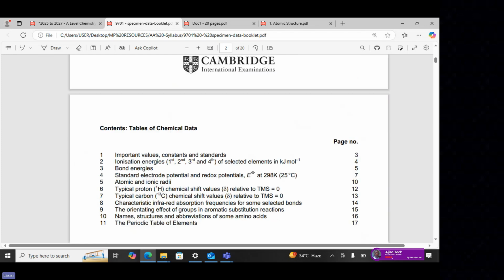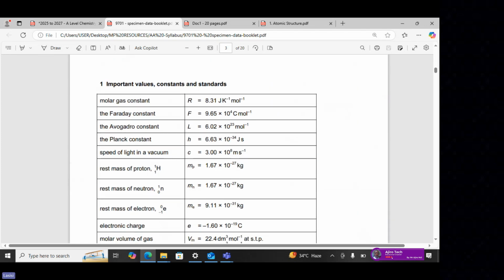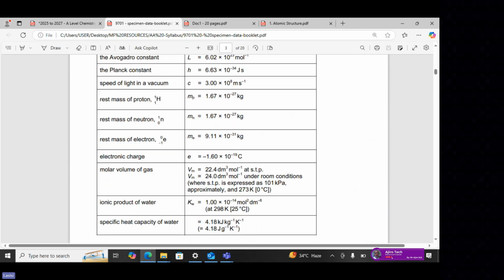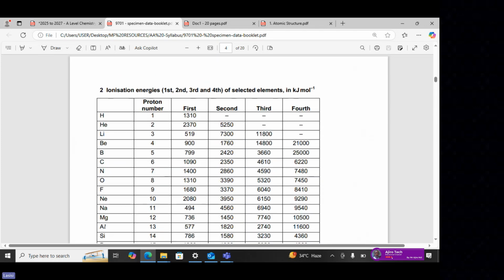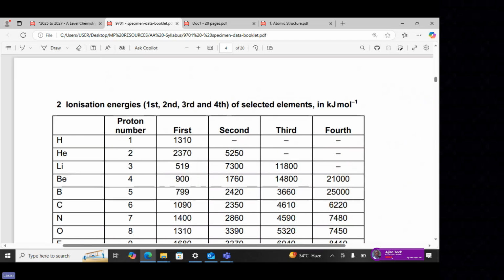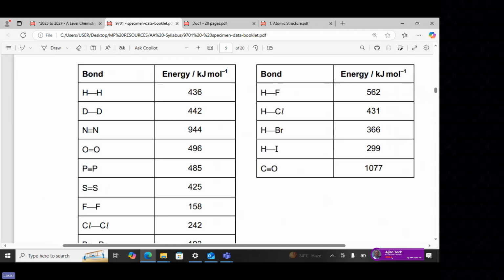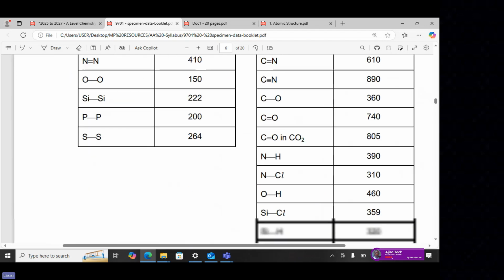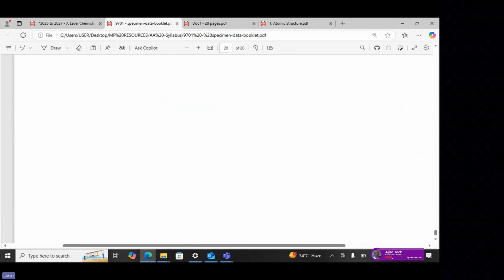For example, look at it from here. You can see the molar gas constant, Faraday constant, Avogadro constant, all those, and the mass of proton, neutron, and electron. Then again, you have ionization energies. When we come to that topic, I'll teach how to use this table. Then you have bond energy values. Finally, you also have the periodic table at the back, and many other values. So you're supposed to have a copy of this.